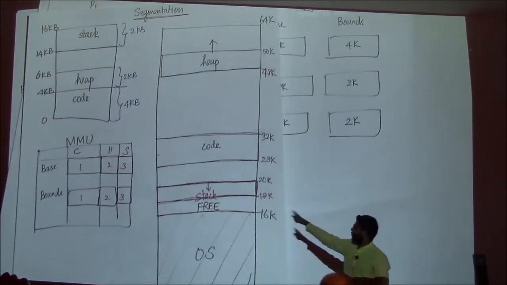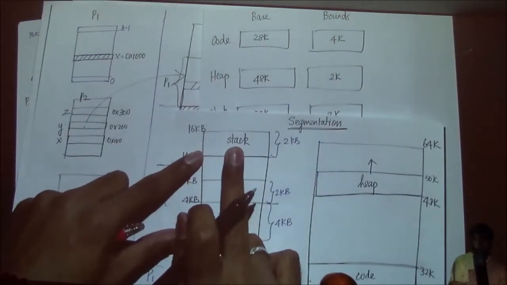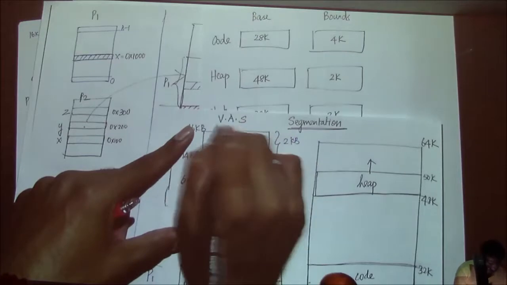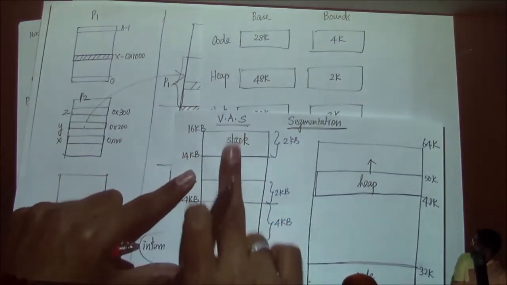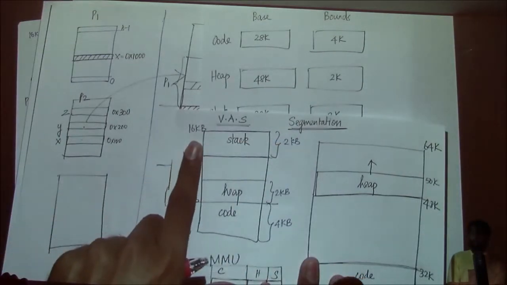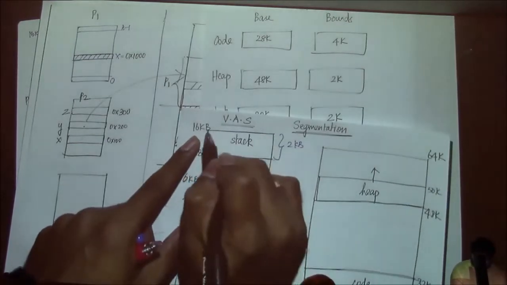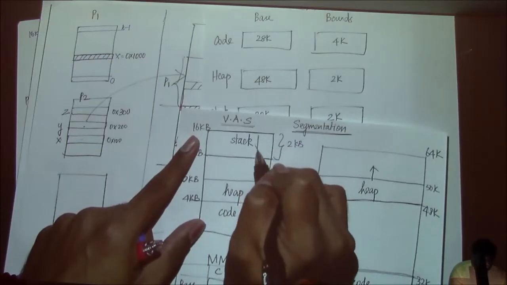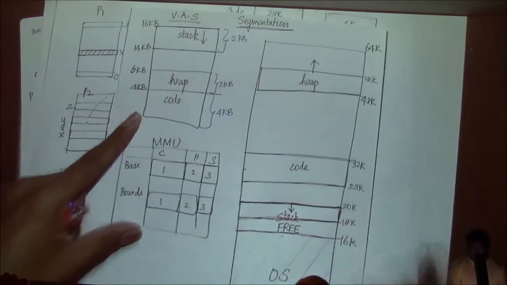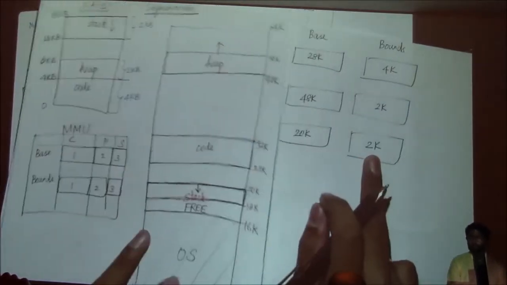Here we are assuming that this particular thing that we are seeing, we will name it the virtual address space. In the virtual address space, the stack is starting at the address 16K minus 1, and this is the base of the stack, and the stack grows downwards. And here, the base of the stack is just placed at 20K, so the base of the stack register will only have 20K, and the size of the stack will be in the bounds register.